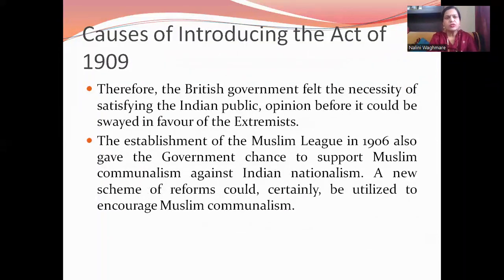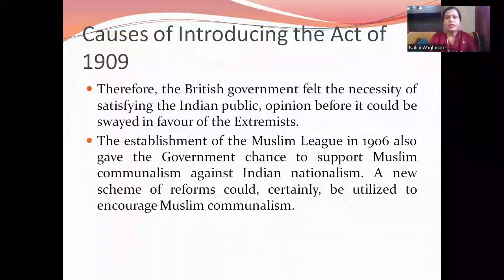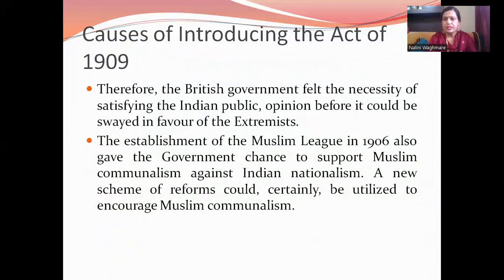Then there were other causes. The British government felt the necessity of satisfying Indian public opinion before it could be in favor of the extremists. The establishment of the Muslim League in 1906 also gave the government a chance to support Muslim communalism against Indian nationalism. A new scheme of reforms could certainly be utilized to encourage Muslim communalism. So the British wanted to control the Muslims, control the moderates, and weaken Indian nationalism. That is the reason they introduced this Act, to suppress the extremists, their policies, their principles, and their power.